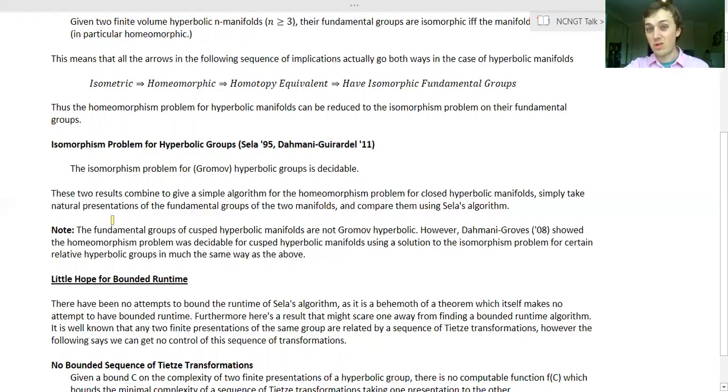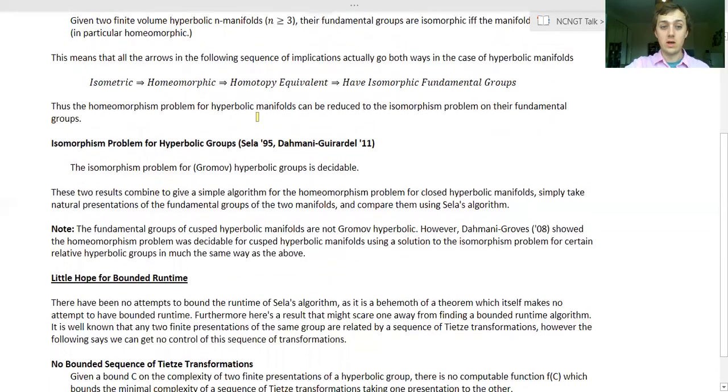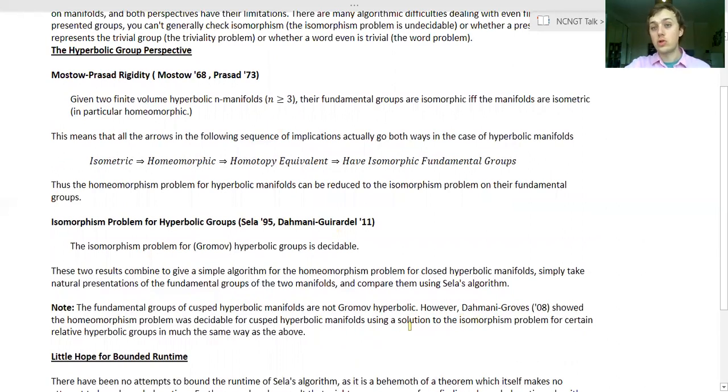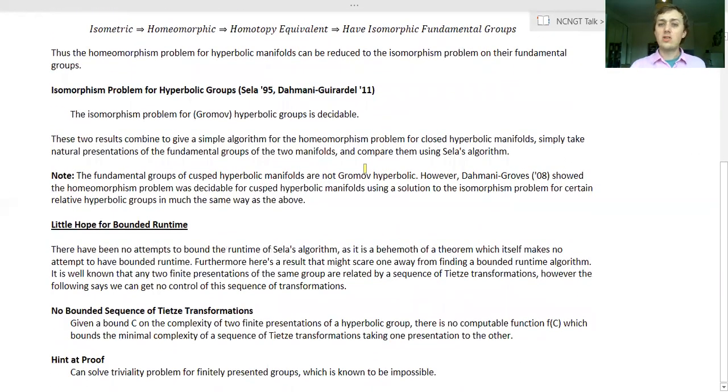The fundamental groups of cusped hyperbolic manifolds, note, are not Gromov hyperbolic. However, Dahmani, again, this time with Groves in 2008, showed that the homeomorphism problem was decidable for cusped hyperbolic manifolds using a very similar solution to what we've seen here. They used a solution to the isomorphism problem for certain relatively hyperbolic groups. The cusped hyperbolic manifolds have relatively hyperbolic fundamental groups, and then they applied Mostow-Prasad rigidity, much in the same way we're doing here, with a few tricky intricacies in some cases that we're not going to go into. So if we don't care about bounded runtime, hyperbolic groups give us the solution.